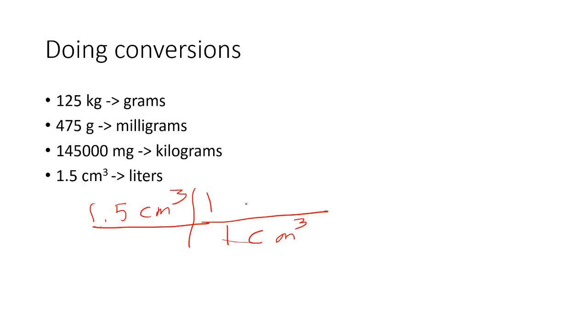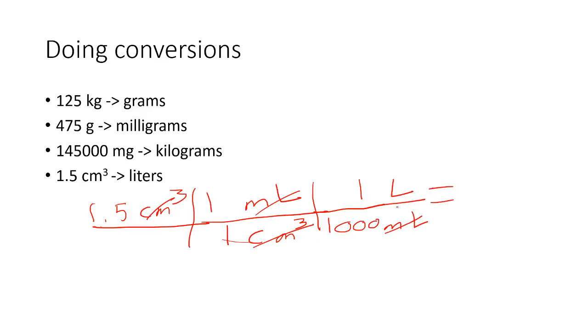Okay. So now we've got things in milliliters. But that's not what we want. We want it in liters. So now we're going to convert from 1,000 milliliters to 1 liter. So now our cubic centimeters cancel. Our milliliters cancel. We'll be left with liters. So we take 1.5. We multiply by 1, divide by 1, multiply by 1 again, and then divide by 1,000. So when we do that, we are going to get 0.0015 liters, which is how many liters we have in 1.5 cubic centimeters.